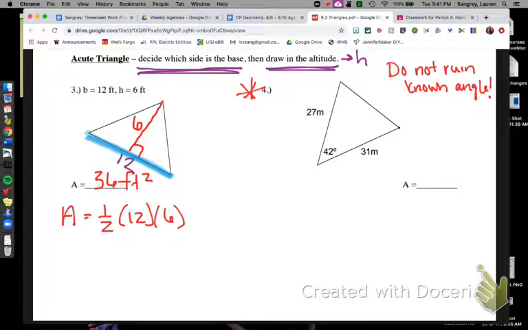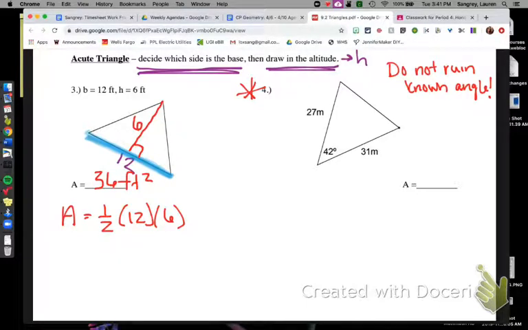Okay, so here's what I mean by that. I don't want to draw my altitude coming from that angle because I just ruined the only angle that I knew. Okay, so you want to avoid drawing your altitude through the only angle that you know. If you know more than one angle, then it might be okay to draw your altitude through that angle. But if you only know one angle, don't ruin it.